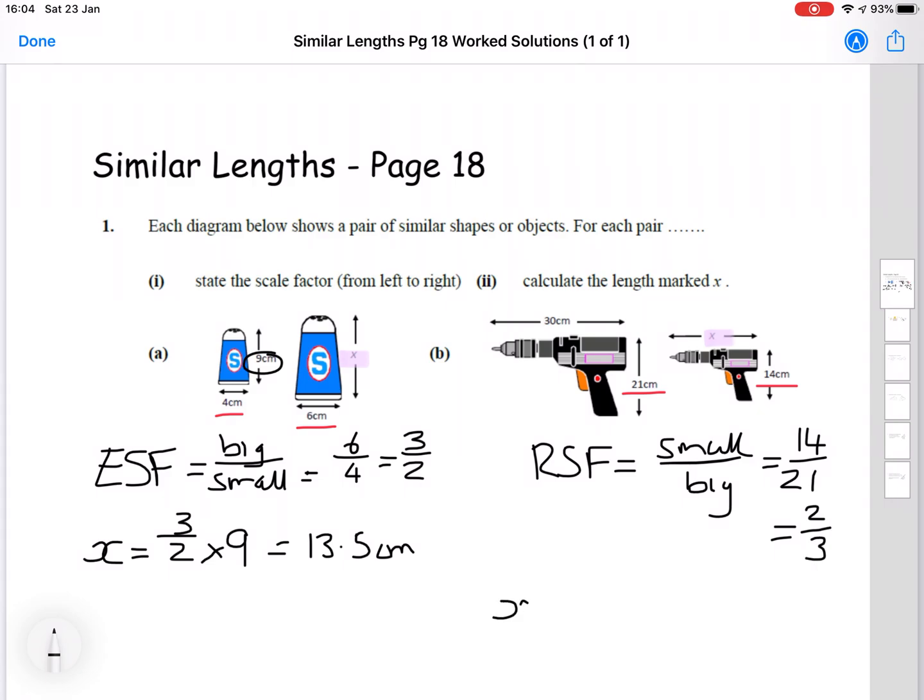So to find side X, we would be doing 2 over 3 times the side that matches the missing side, so times the 30. So 2/3 of 30. So 30 divided by 3 times 2, so that's 20. And that one's also in centimetres.